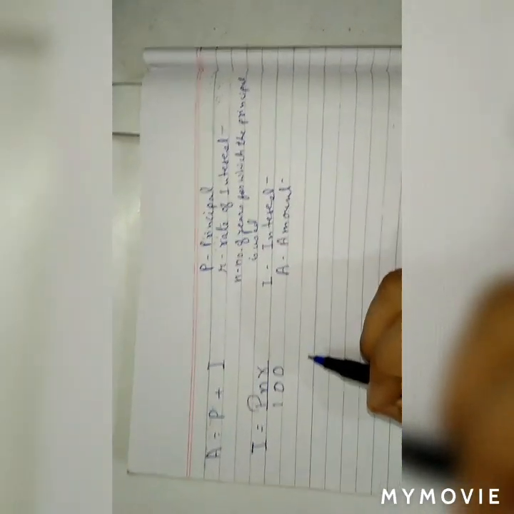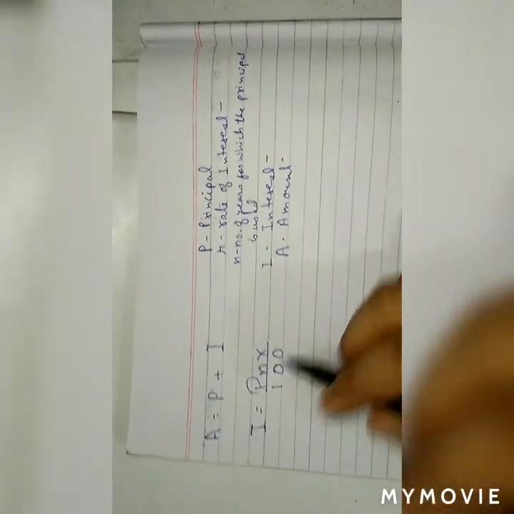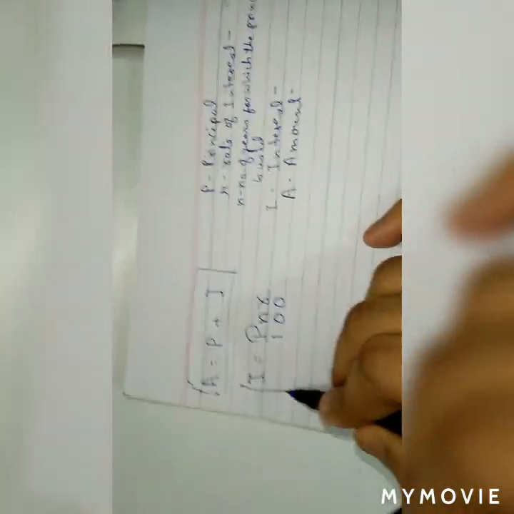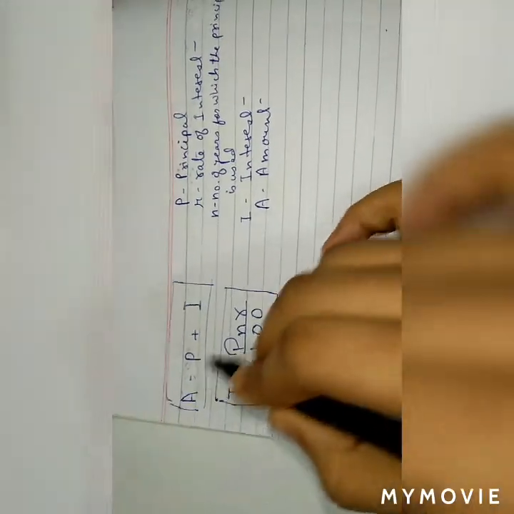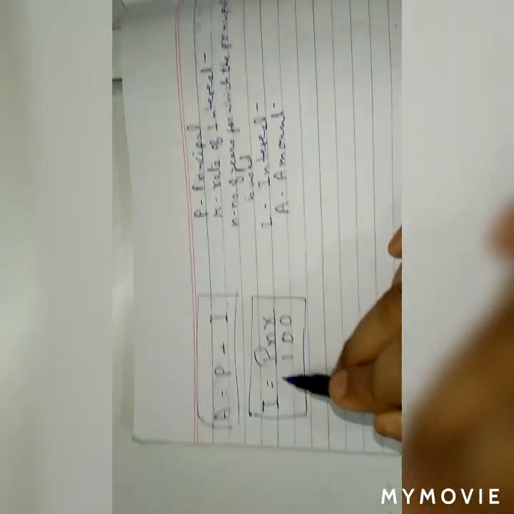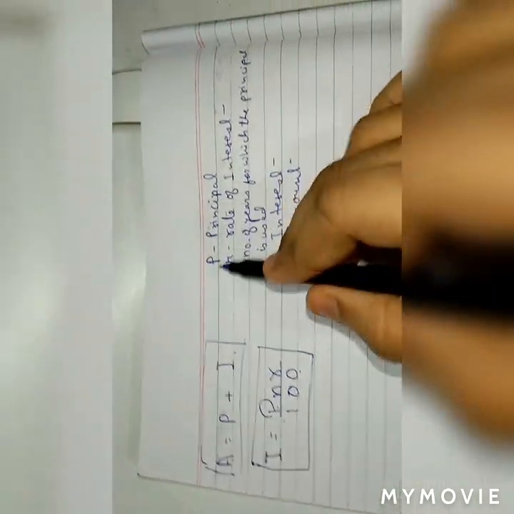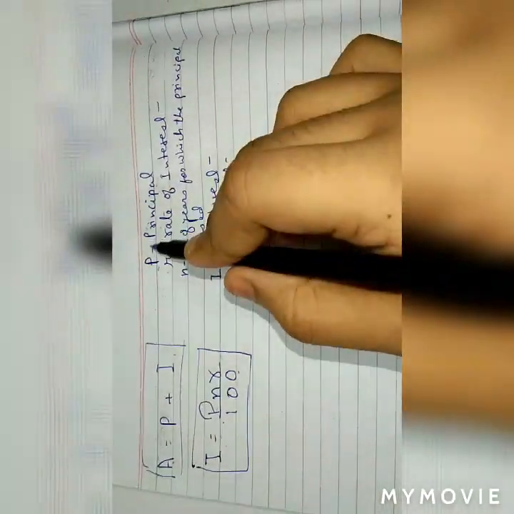Today I am going to teach you how to solve the sums of simple interest. These are the basic formulas which you need to memorize, which you will need in each and every step of solving this sum. That is A equals P plus I and I equals P times R divided by 100. Now the abbreviations that I have used, the full forms are given here.